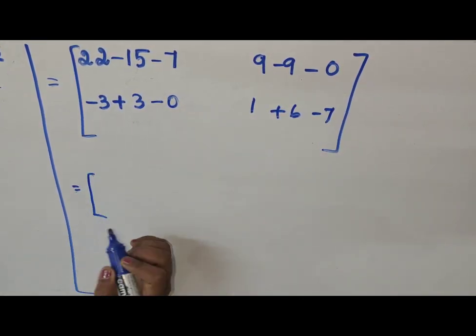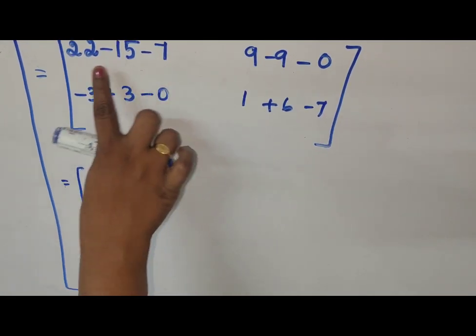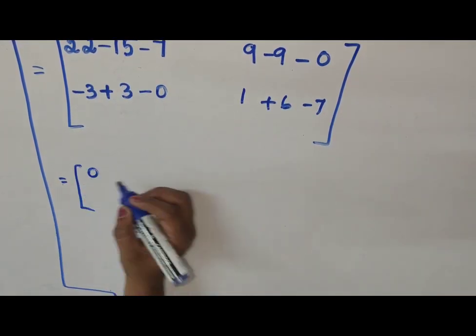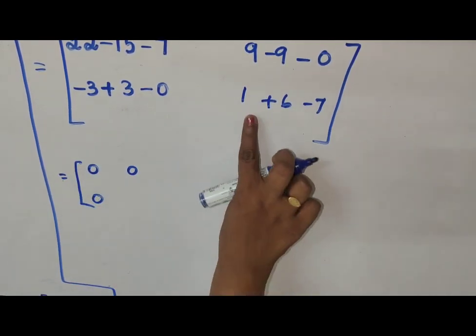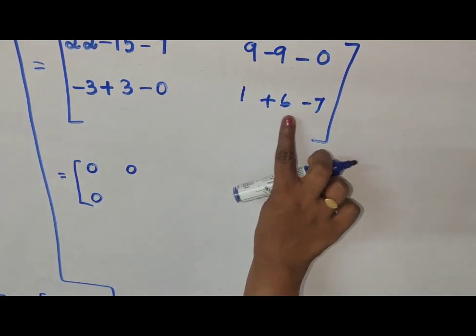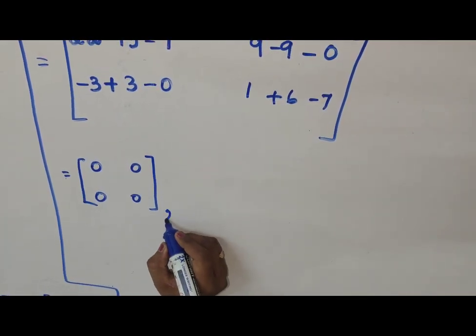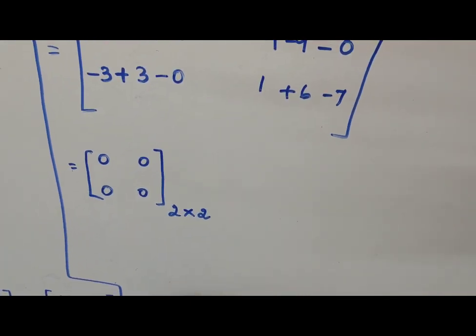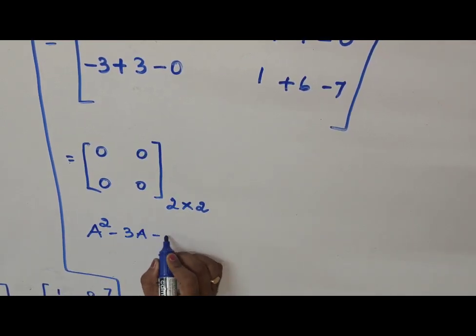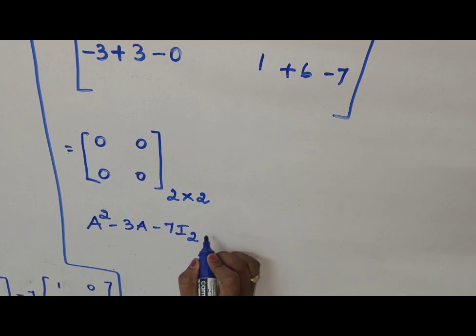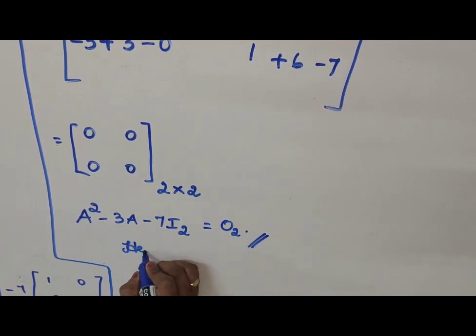So next is 22 minus 15 minus 7, which is minus 22 plus 22, minus 22 will become 0. Plus 9 minus 9, 0. Minus 3 plus 3, 0. 1 plus 6 is 7, plus 7, 7 minus 7 is 0. So this is the 0 matrix of 2 cross 2 order. So we have hence proved A squared minus 3A minus 7I2 equals 0, 2. We have proved this, hence proved.